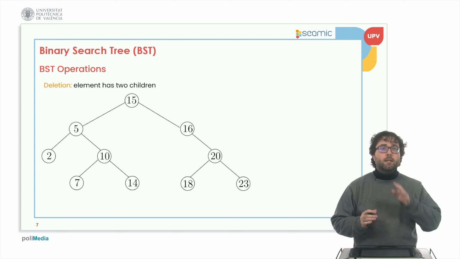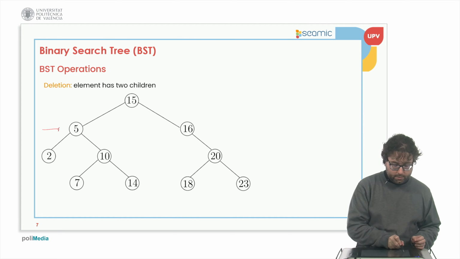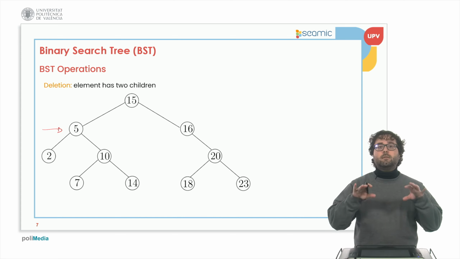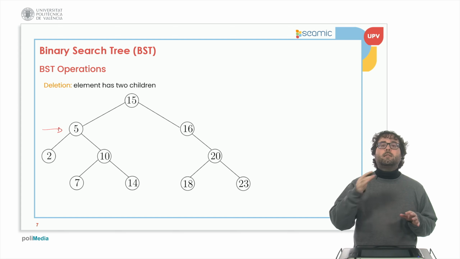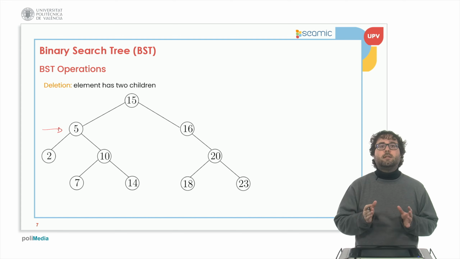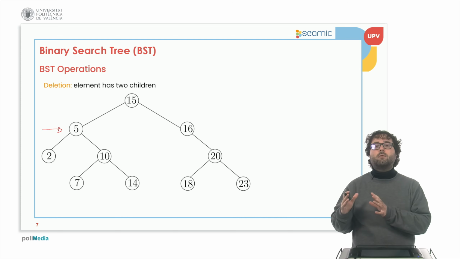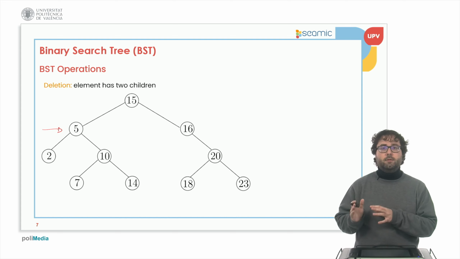Now, finally, if the node has two children, then we need to make some changes. Let's say that we want to delete node 5. Node 5 has two subtrees because it has two children, so we cannot make a single connection like in the previous case. We need to alter the order of the subtrees. How do we do this? Well, what we need to do is center on the right subtree and find the smallest element. That means the leftmost node of the right subtree.